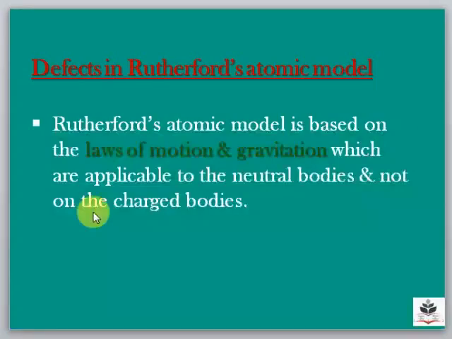So we cannot apply Newton's laws of motion, as you have studied, Newton's first law, second law, or third law of motion, to an electron or any charged body, because we cannot predict exactly the position and motion of the electron. If we cannot predict the position and motion of the electron, we cannot apply laws of motion to that particle. So laws of motion and gravitation cannot be applied to charged bodies like electrons. They can be applied to neutral bodies only.